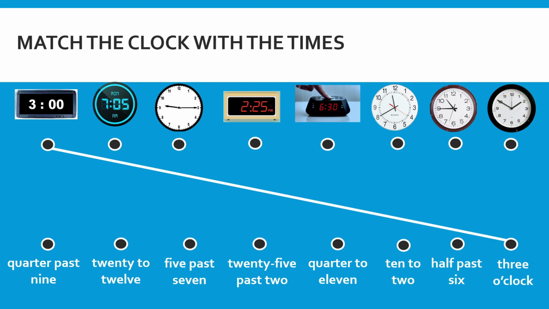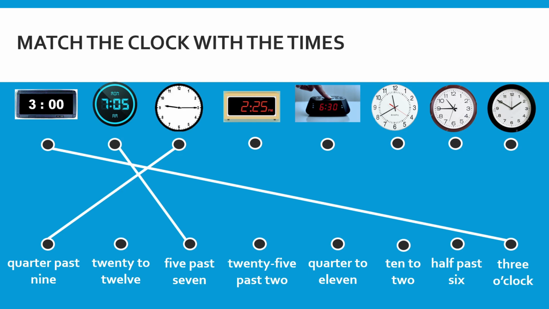3 o'clock in BM means pukul 3. Next, 7:05. What should be the correct answer? It is 5 past 7, which means 5 minit selepas 7. Number 3, the answer should be quarter past 9. Normally, people would say it as 9:15, but a quarter means 15 minutes, which means 15 minit selepas 9.